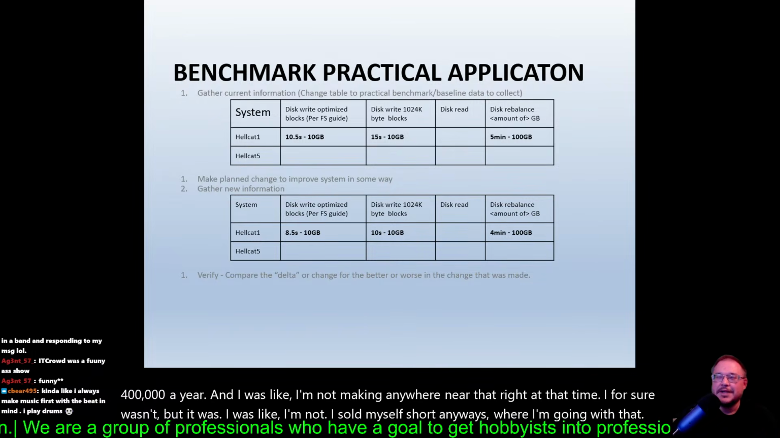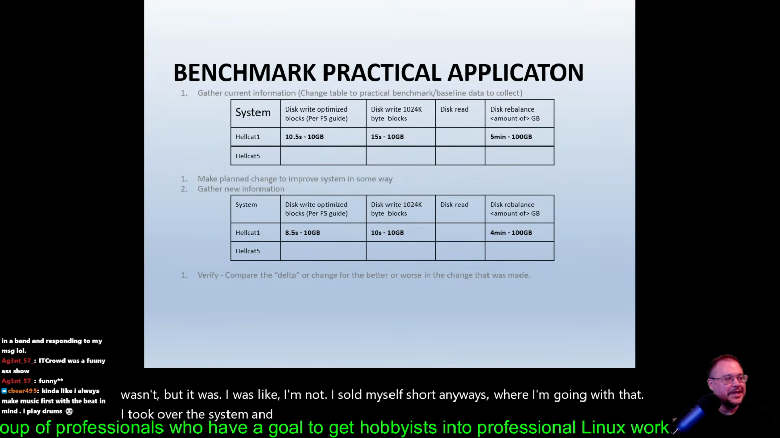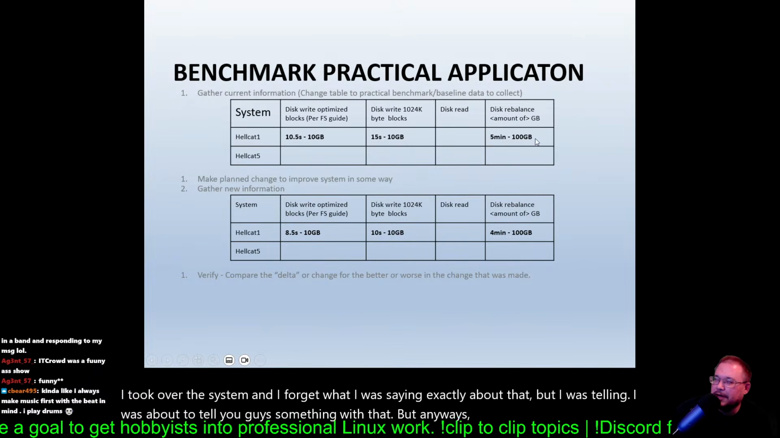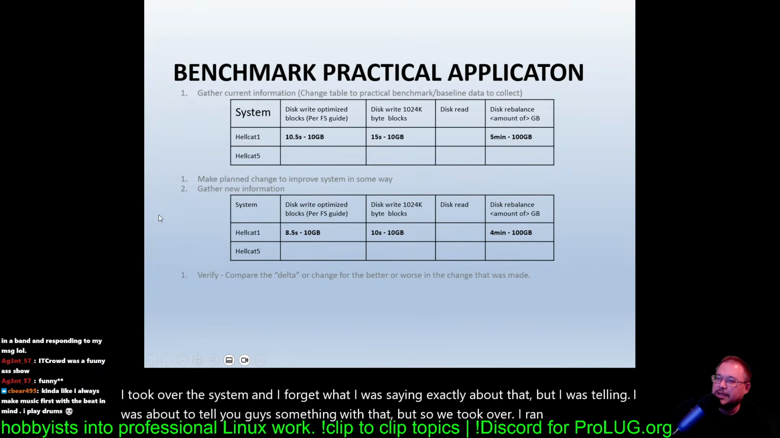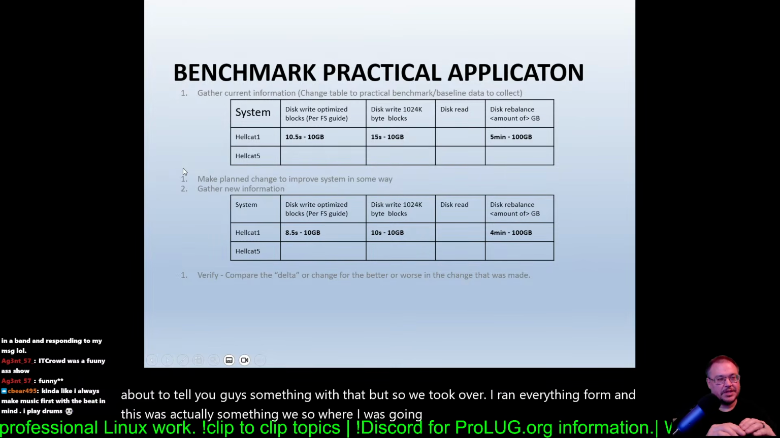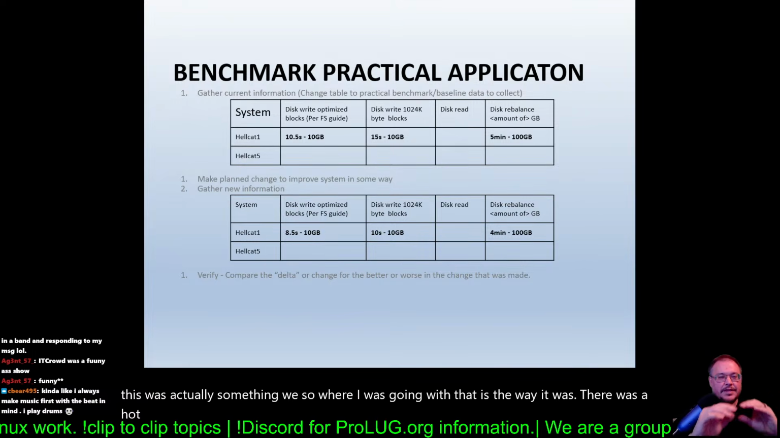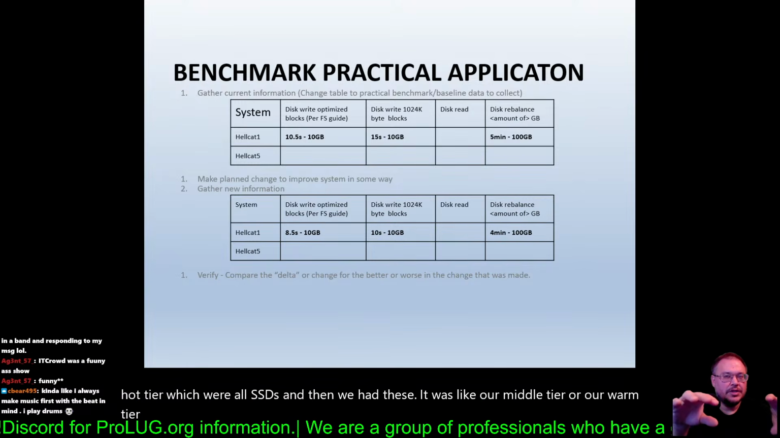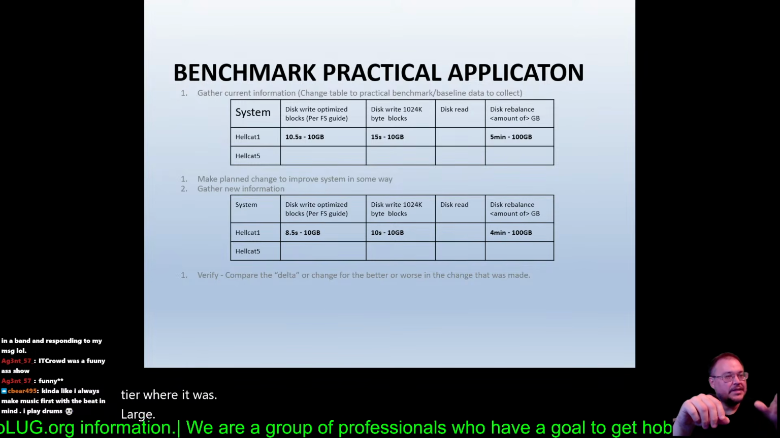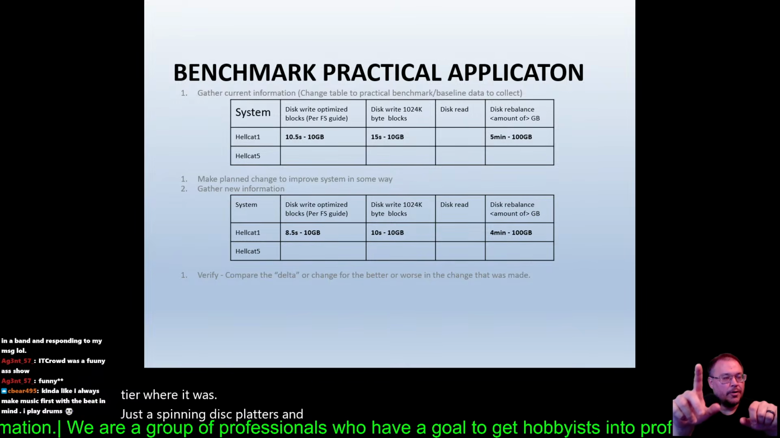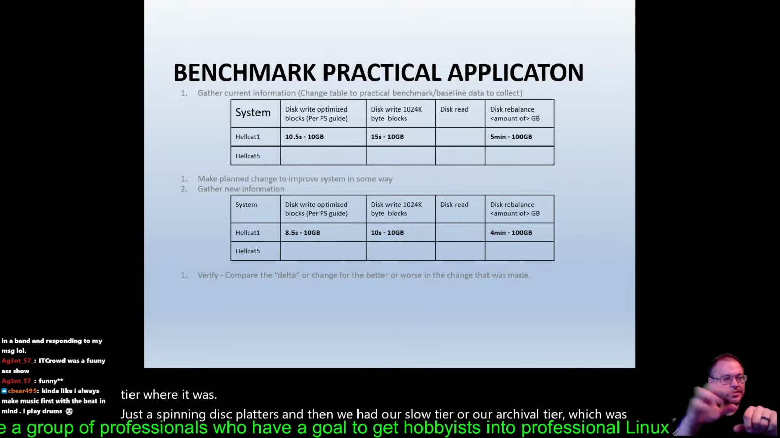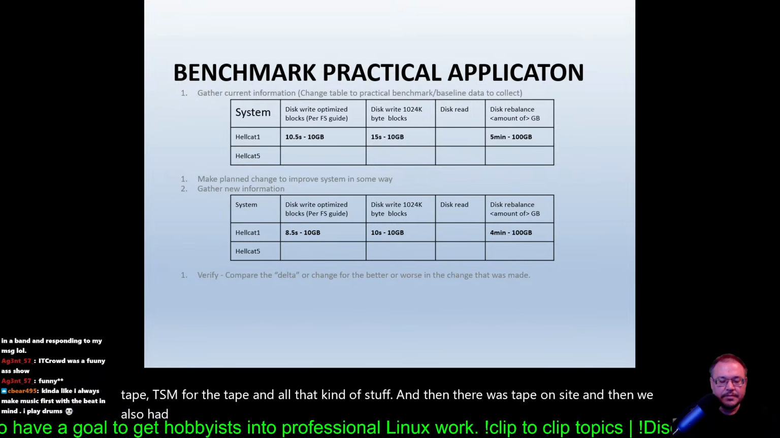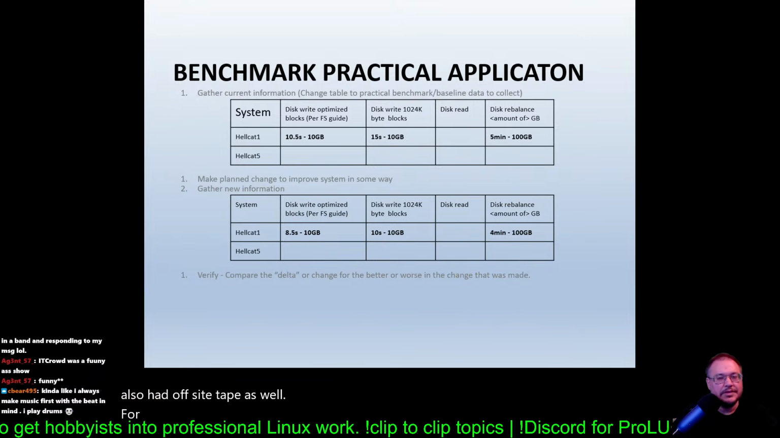Anyways, where I'm going with that is, I took over the system, and I ran everything for them. The way it was built was there was a hot tier, which was all SSDs, then our middle or warm tier, which was large spinning disk platters. Then we had our slow or archival tier, which was all tape, TSM for the tape and all that kind of stuff. There was tape on-site, and also off-site tape for compliance, regulatory, and HIPAA reasons.